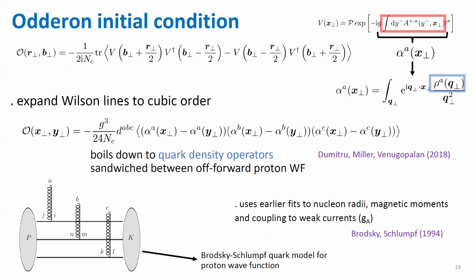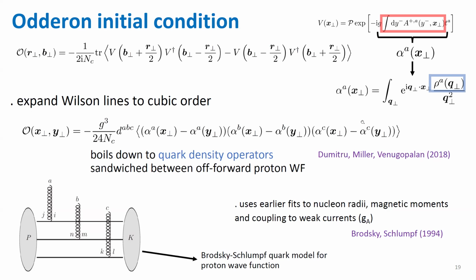That would be the initial condition for the Odderon and its evolution. So the Odderon amplitude, I just repeat what I showed at the beginning of my talk, is the imaginary part of the dipole. And then what we do is we expand this dipole to the cubic order. So you have seen this equation as well. That's a cubic in the gluon fields.